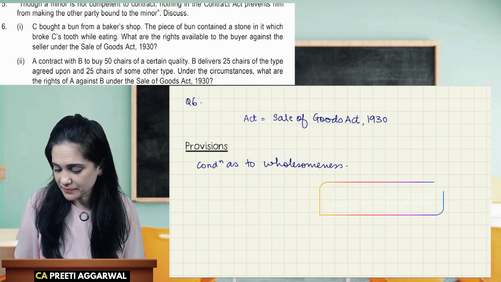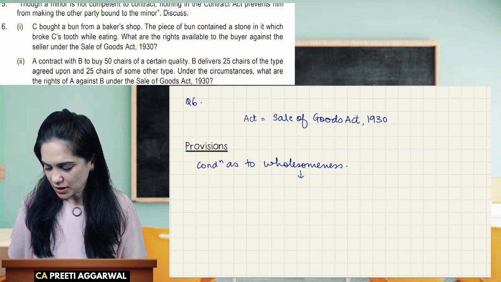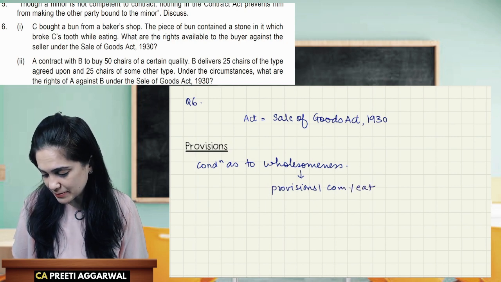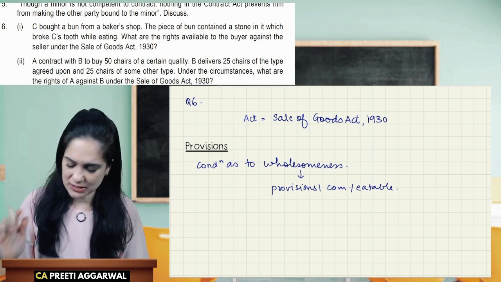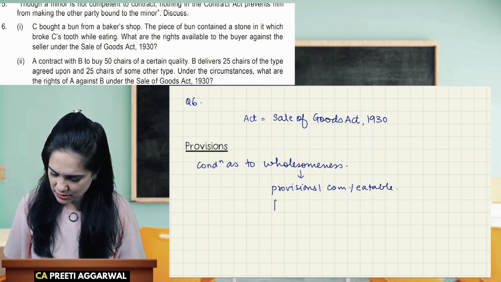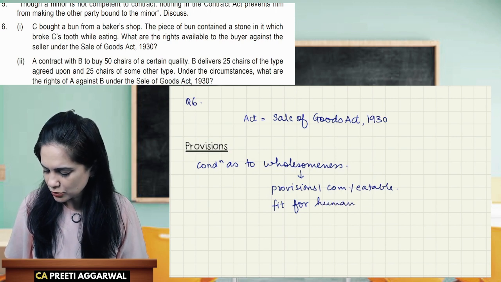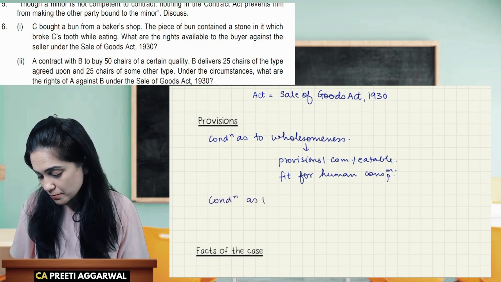What is the meaning of wholesomeness? Wholesomeness means that we assume the goods, if they are provisions, or if there is something which can be consumed, or it is an eatable, we assume that the goods are fit for human consumption. So you need to mention that in your answer, that it is fit for human consumption. Then you can also write that there is another condition as to merchantability.